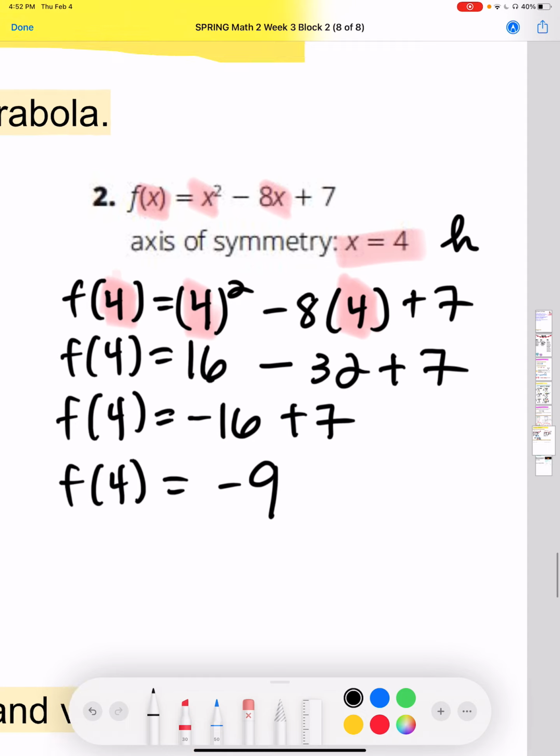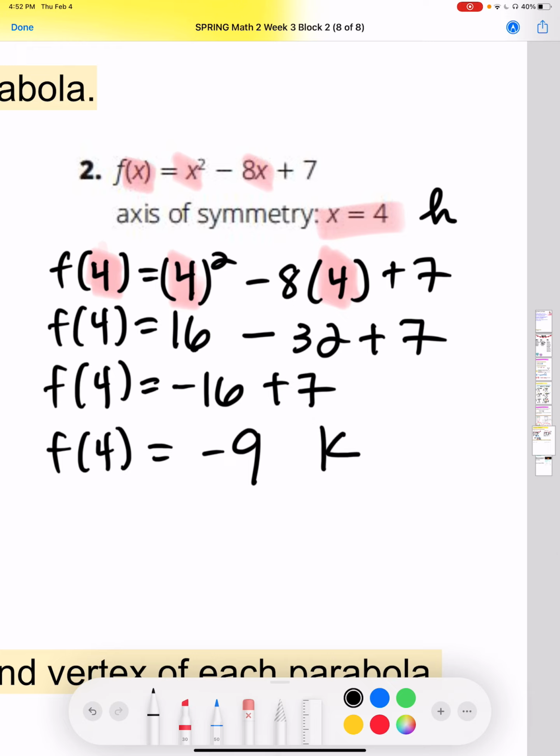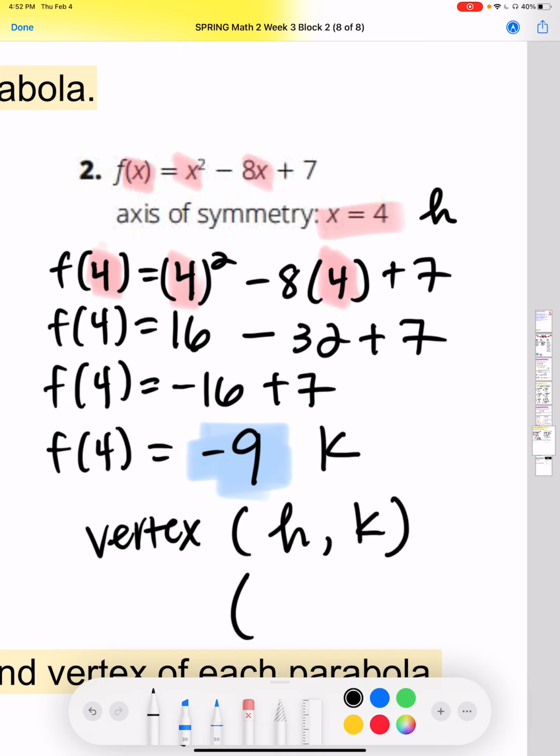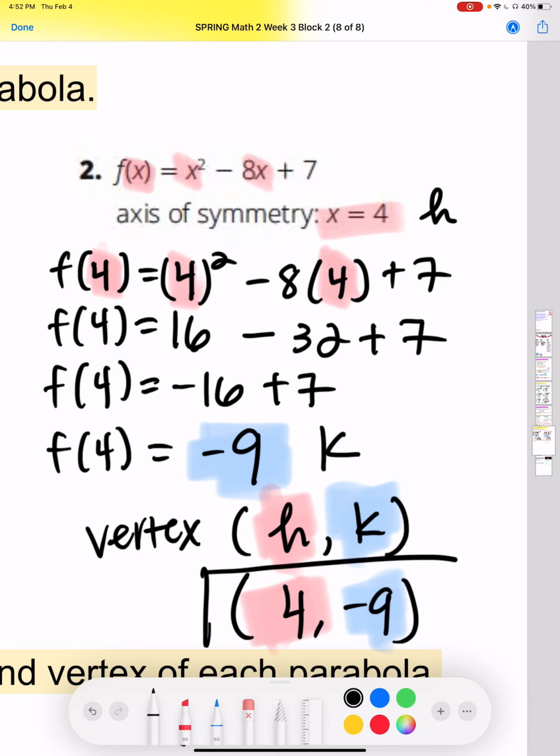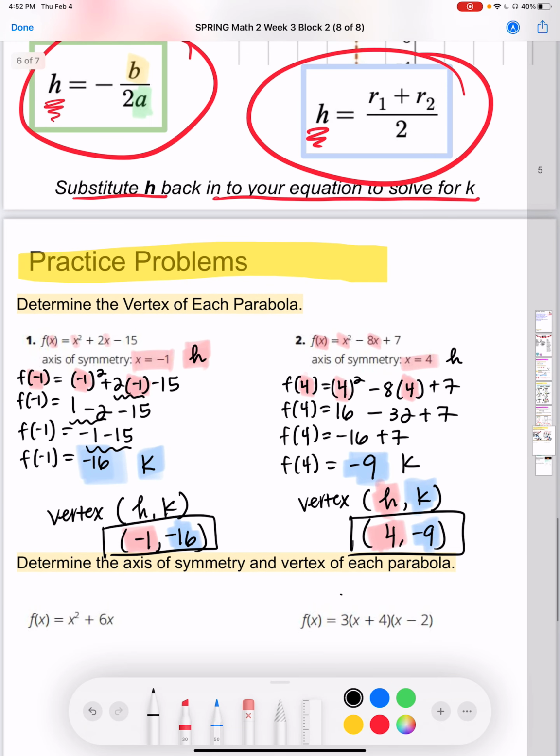Okay, so now all I'm going to do is write my answer. This is technically the k that I just found. So I'm going to go ahead and highlight that and write it in my answer. So again, my vertex is always h comma k. So my vertex is 4 comma negative 9, and that is my answer. Okay, so again, for numbers 1 and 2, we were given an equation and an axis of symmetry, and with those two things, you can find the vertex.